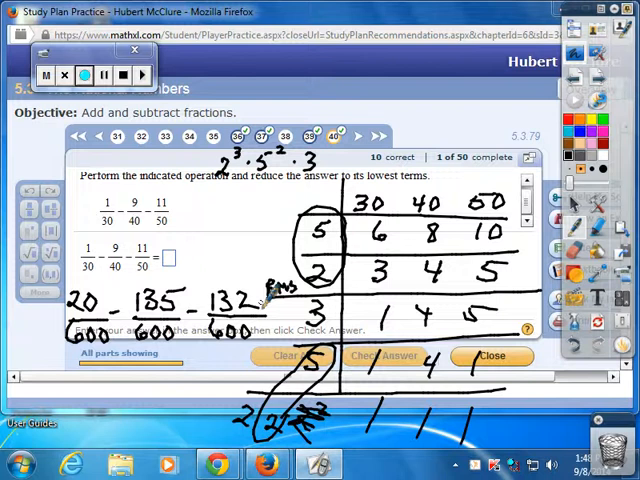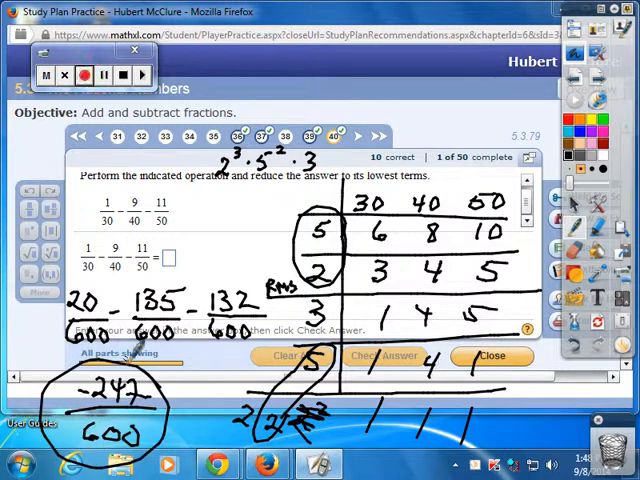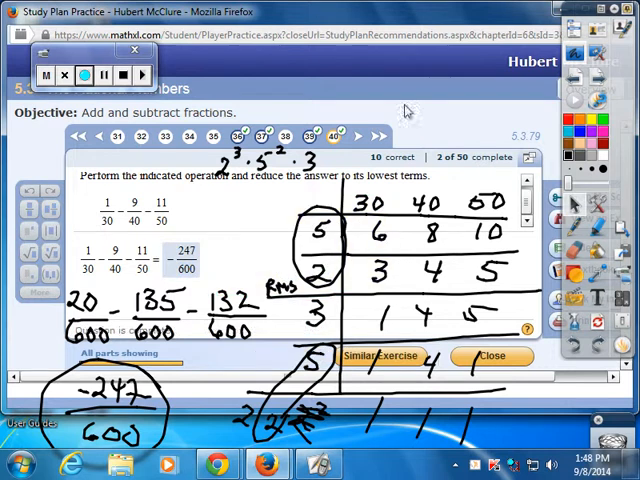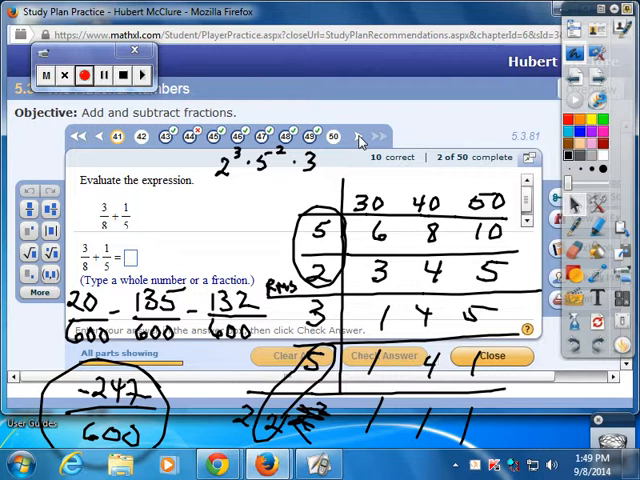And 20 minus 135 is going to give you negative 1 what? 15? Negative 115, that's a minus 247. Y'all check my math. Negative 247 divided by 600. Fantastic. We are winners.